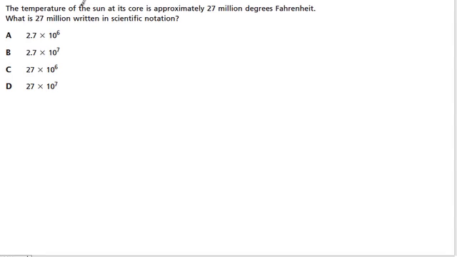The temperature of the sun at its core is approximately 27 million degrees Fahrenheit. What is this in scientific notation? Well, of course, if we forget what this is when we have millions or billions, start by writing out what you know.